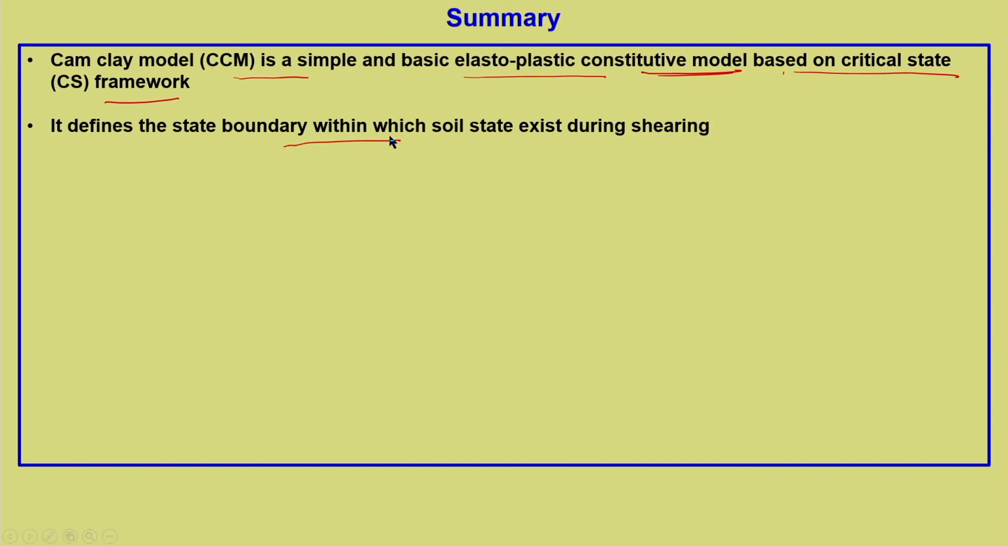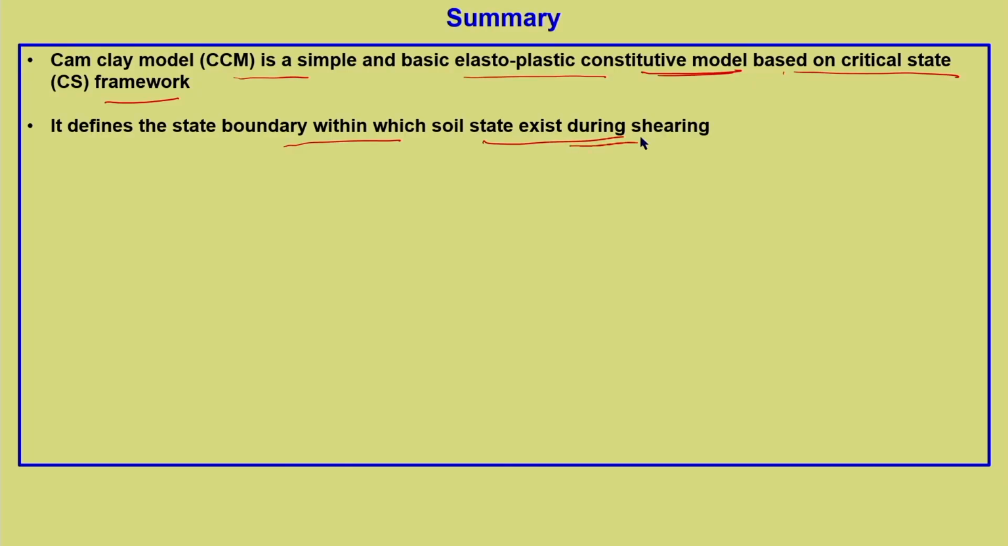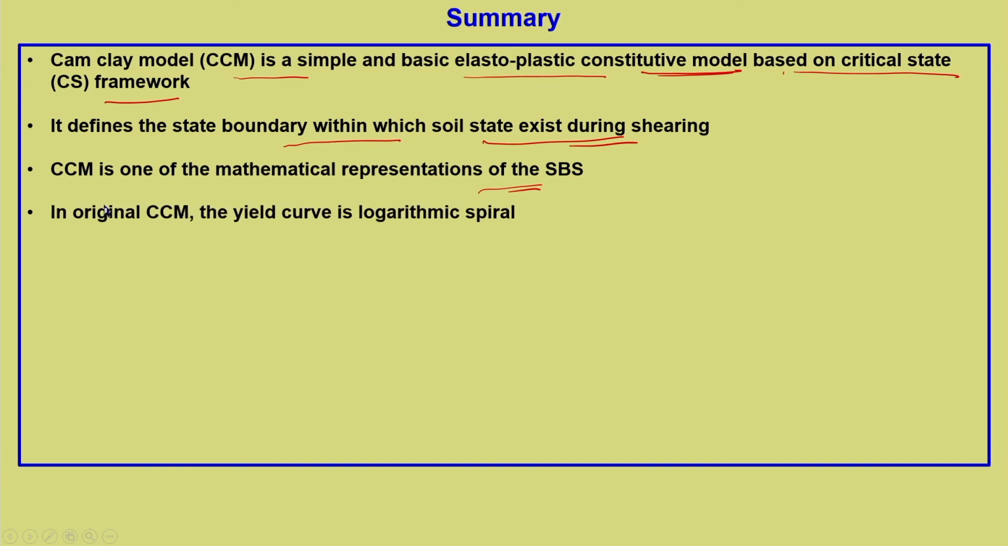Here, our entire effort is in understanding the state boundary surface, and that is fully justified in this type of discussion. Whatever we have learned just now, we will understand in terms of the three-dimensional state boundary surface. That part is completely dealt with in this course, in which the soil exists during shearing. CCM is one of the mathematical representations of the state boundary surface. There are different ways by which it is done. This Cam-Clay model is one of such representations.